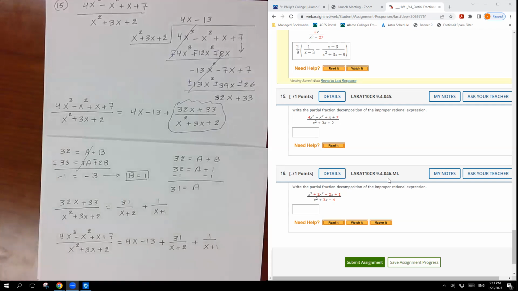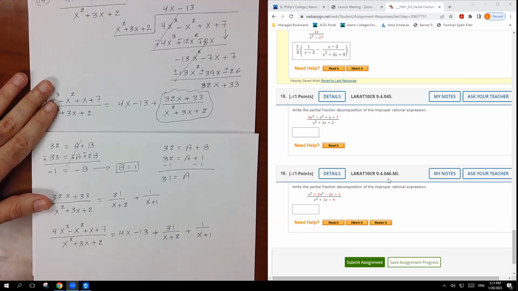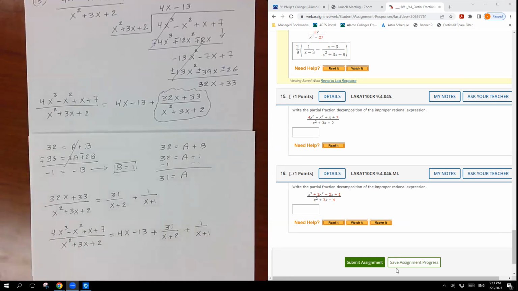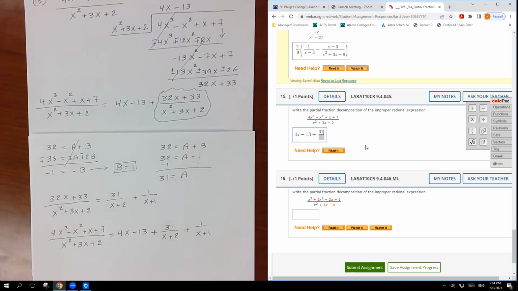That's it for this example. So here's the division, this is the result, and here's the partial fraction. So we're going to type everything here. That means it's 4x minus 13 plus a fraction, which is 31 over x plus 2, and the plus another fraction, 1 over x plus 1. That's it for number 15.